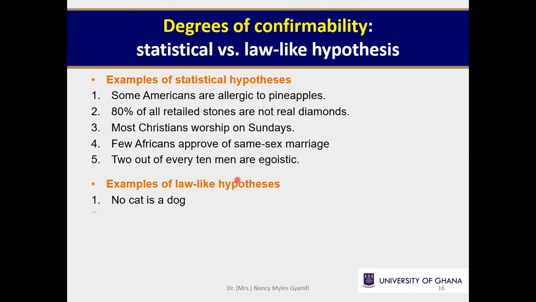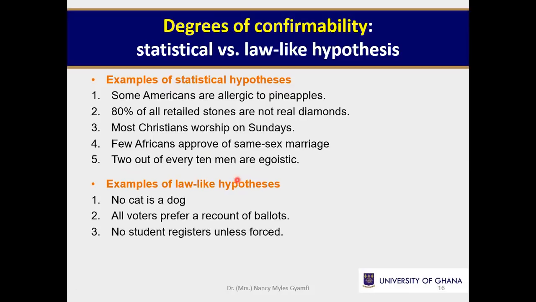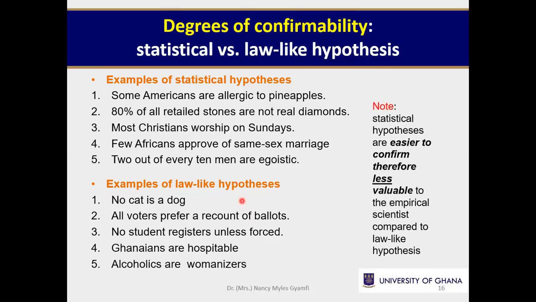How about the law-like ones? We have some universal negations and universal positive. No cat is a dog. All voters prefer a recount of ballots. No student registers unless forced. Ghanaians are hospitable. You see, there are no exceptions to the rule here. And the reference classes are all infinite. So we call them what? Alcoholics are womanizers. Okay, we call them what? Law-like hypothesis, or if you like, universal hypothesis.